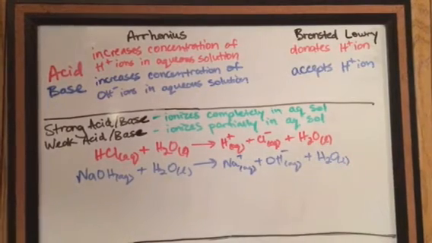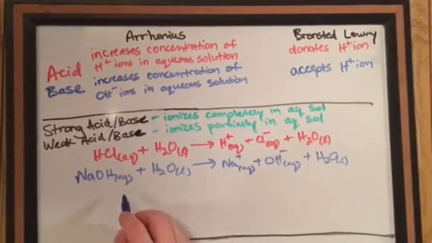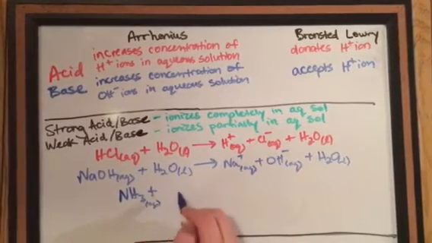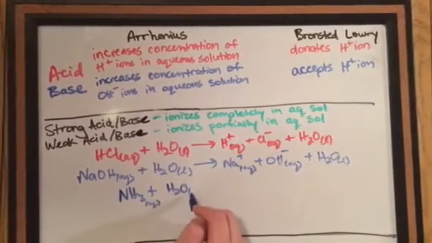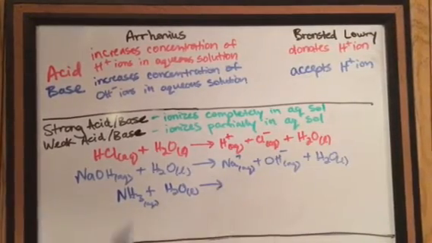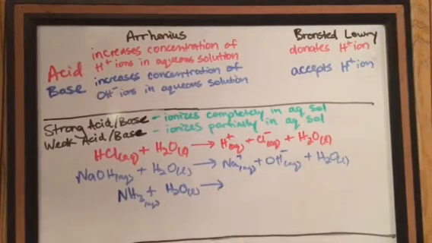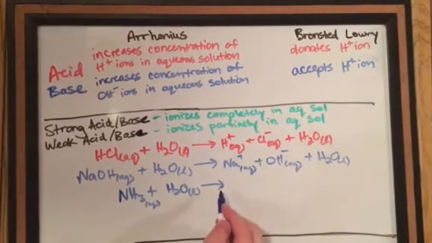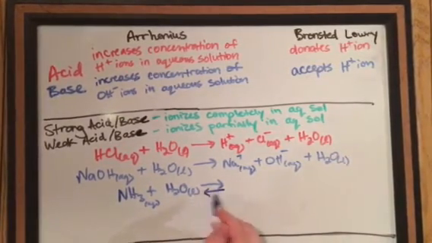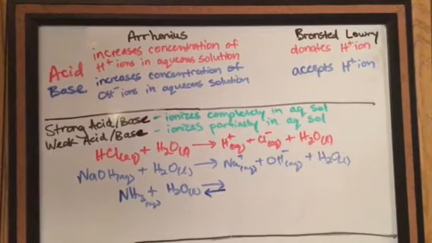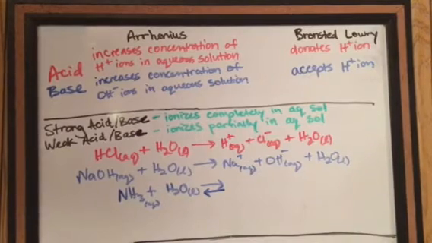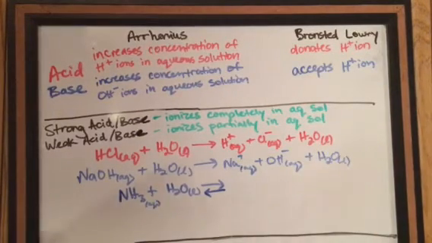The last reaction I want to take a look at is ammonia. Ammonia is NH3. It's also going to be in an aqueous solution, and water is going to be there as well. It will react towards the products, but NH3 is actually a weak base. And because of that, we're also going to put an arrow pointing towards the reactants. This signifies that it doesn't totally favor the products, it doesn't totally favor the reactants, it's somewhere in the middle.